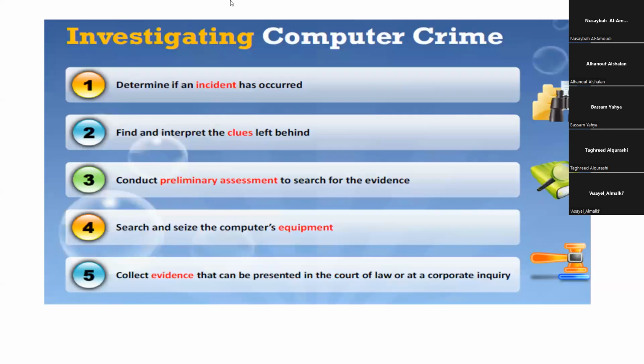Okay, how to investigate a computer crime. First of all, determine if an incident has occurred. And this is, guys, again back to the first step of incident response, and the SOC engineer.